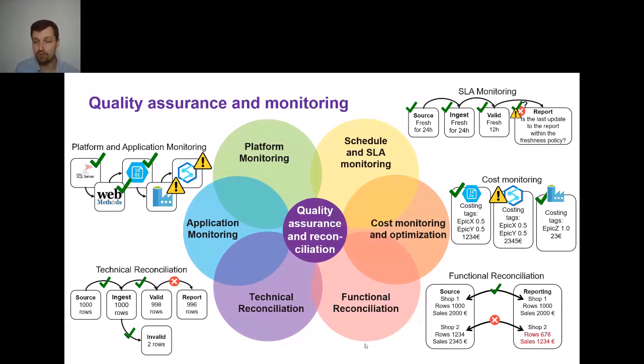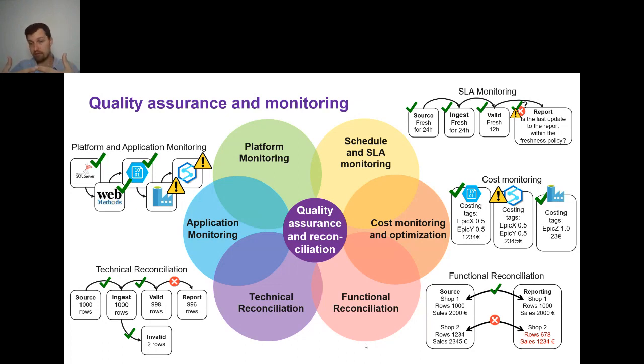And how you do this is called functional reconciliation. Whereas the technical is just looking at row counts, it doesn't understand the data. Functional actually understands the data. So what you do is from the source of your data sets, you pull some stats. Let's say you make sum of sales per shop per day, right? And you pull this kind of statistics report on the source, and then you pull the same statistics report on the destination, on reporting layer, right?